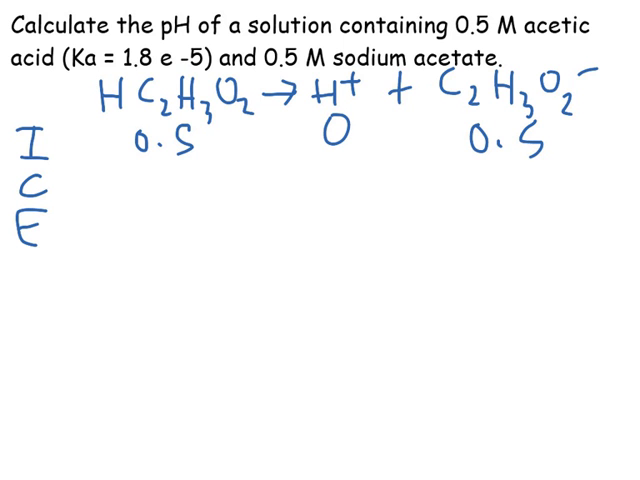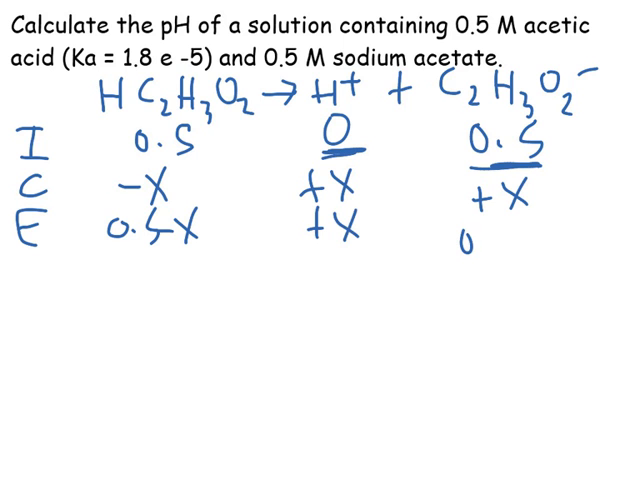So now we go to the change. Well, even though this side has stuff, the equilibrium of the reaction is still going to go to the right because this is 0. So it's going to be minus x here, plus x here, and plus x here. And here are the equilibrium concentrations. And now we're good. So now we just solve it really.